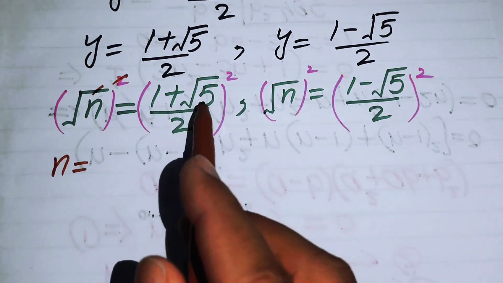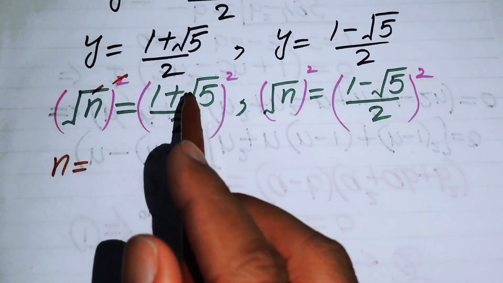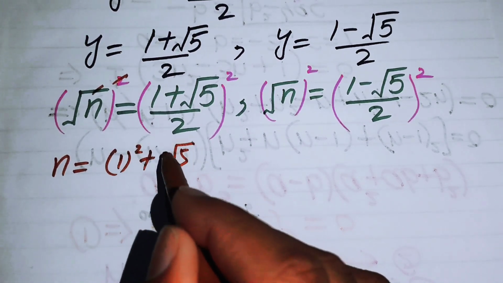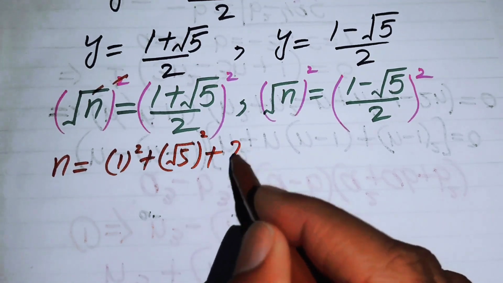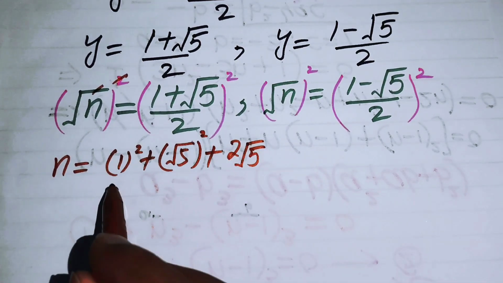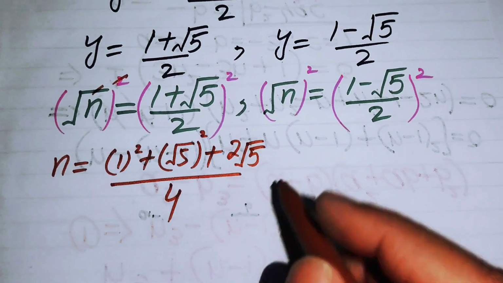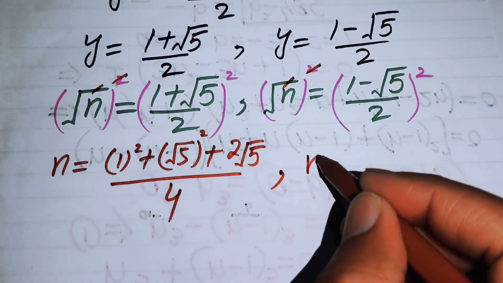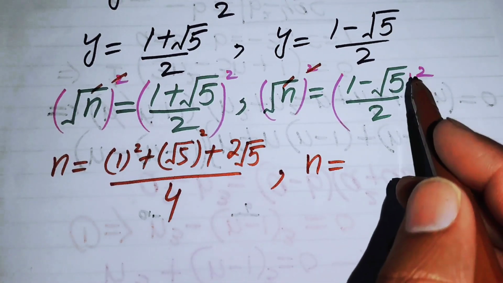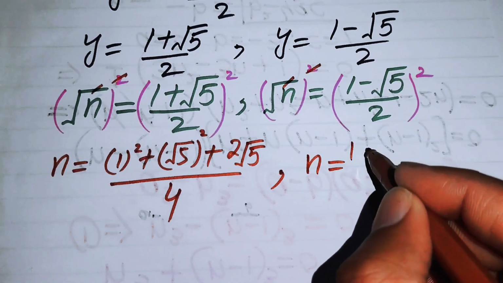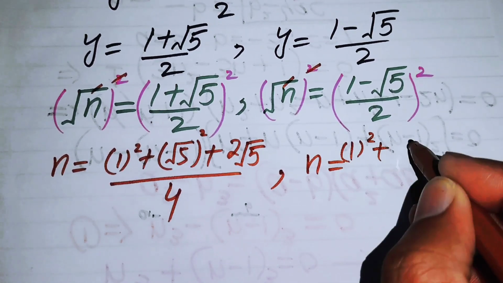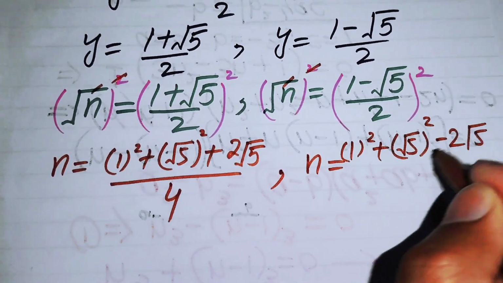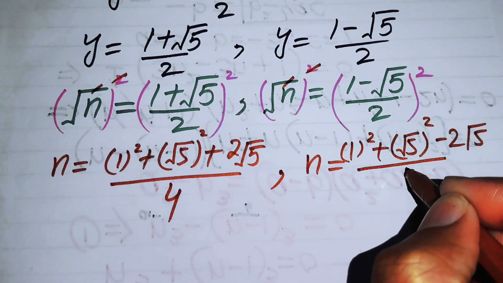We obtain n equals 1 plus square root of 5, and its whole square, over 2 squared. When you open the square, you obtain 1 squared plus the square root of 5 squared plus 2 times square root of 5, over the square of 2, which is 4. Similarly, in the second case, you open this formula and you get 1 squared plus square root of 5 squared minus 2 times square root of 5, over the square of 2, which equals 4.